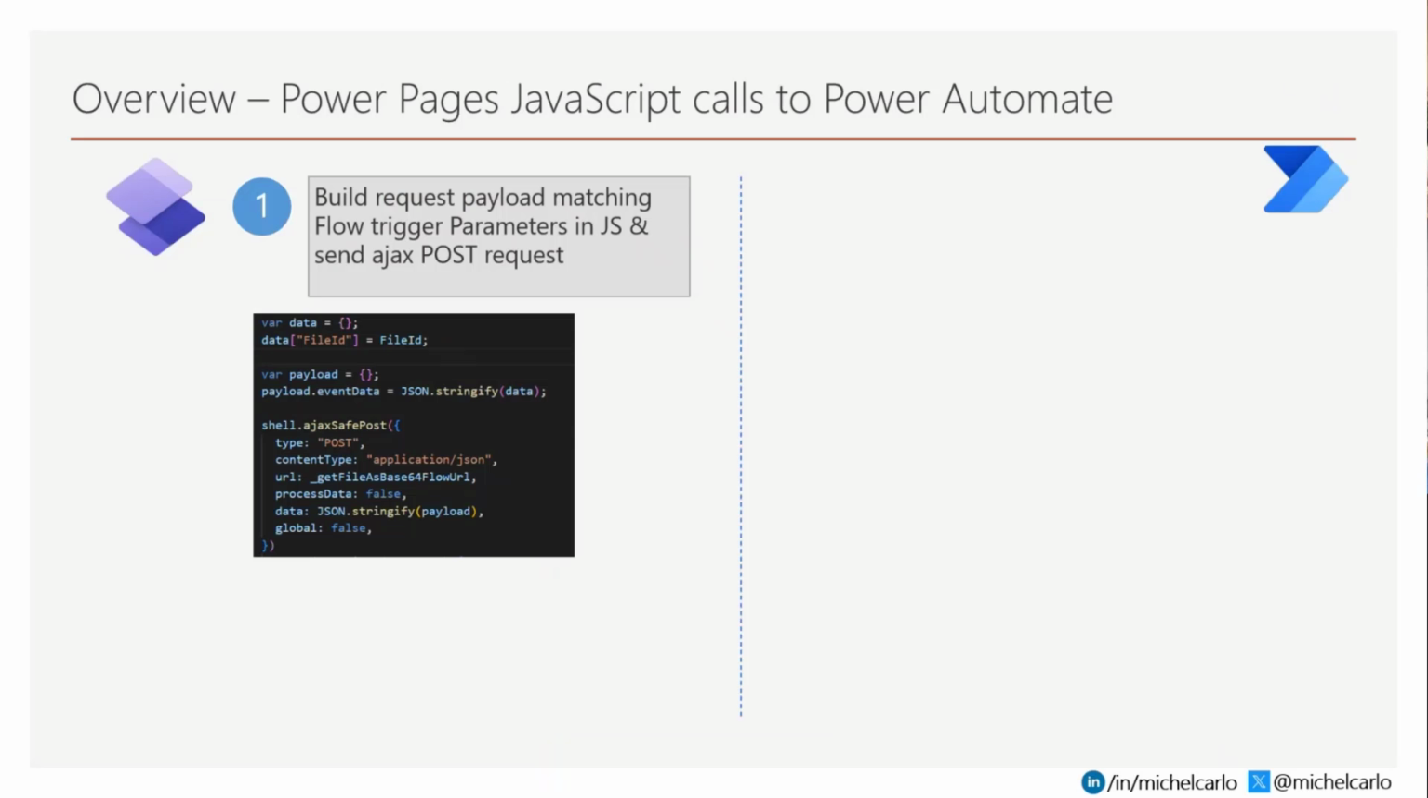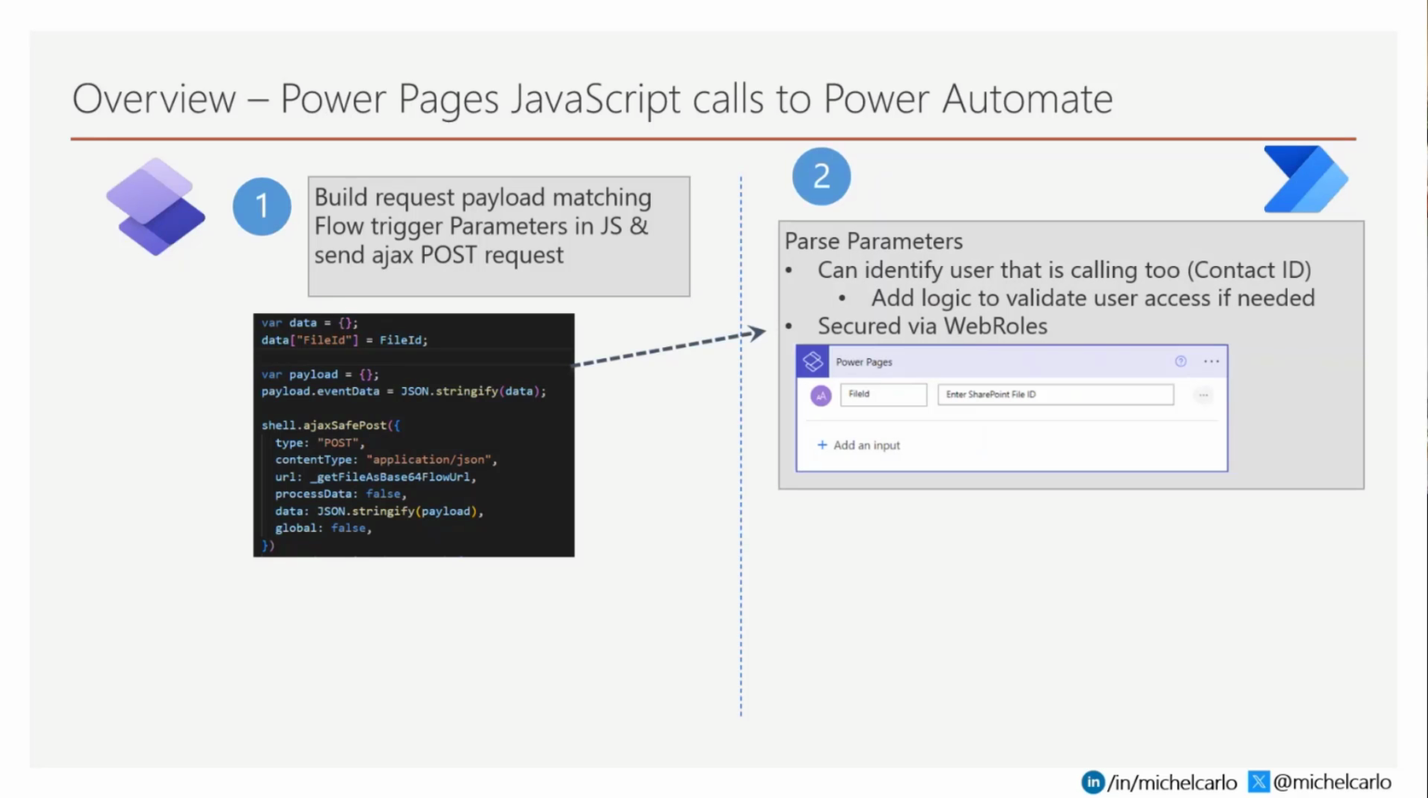And then before the demo, I wanted to explain quickly what's the main idea of the flows, just to make the whole process easier. Like if you want to call a Power Automate flow from Power Pages in the code, what you have to do is build the request payload, and then send that payload as a parameter in JavaScript via a POST request. Those parameters have to match the trigger parameters from the flow Power Pages trigger.